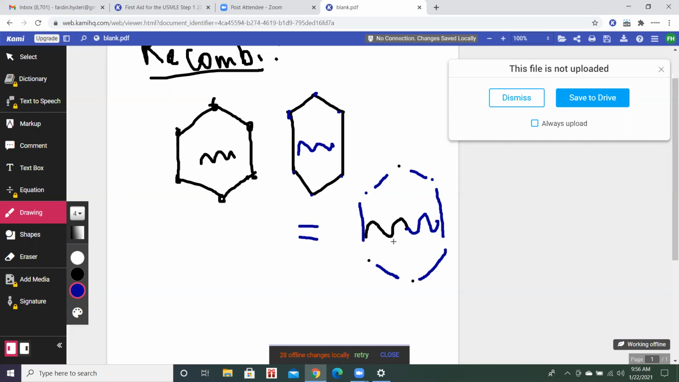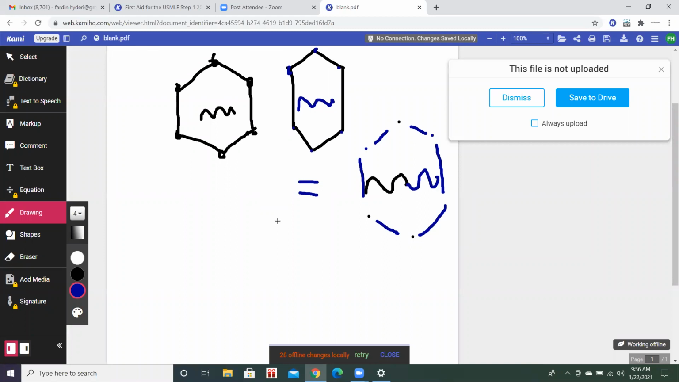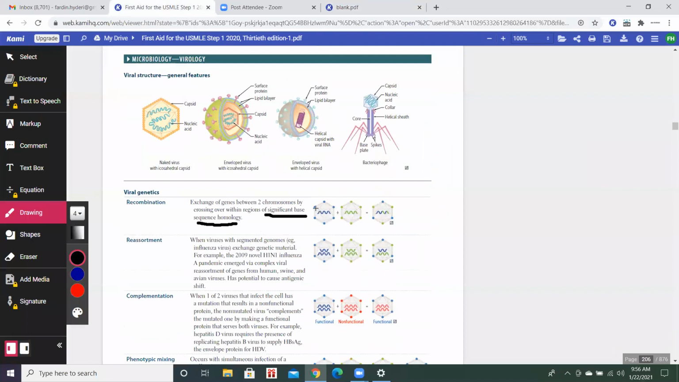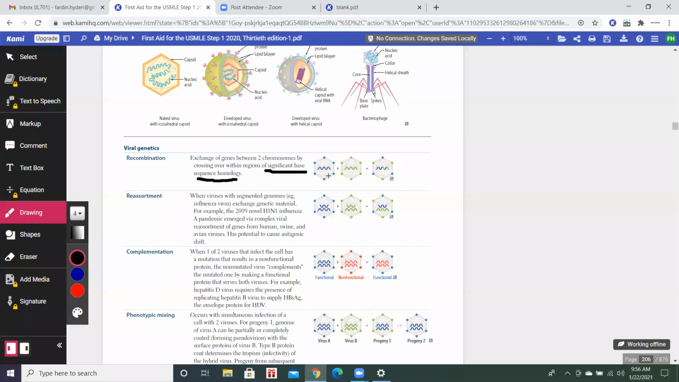So let's focus on recombination once again. As we have just seen, recombination is nothing but the exchange of genes between the chromosomes. They cross over with regions of significant base sequence homology. Given the significant base positions of these surface proteins, they will cross over like this, only at the significant point. This is not random. This is not a random change.